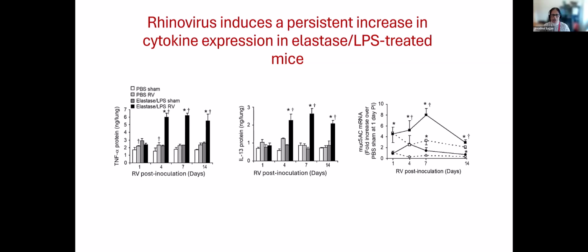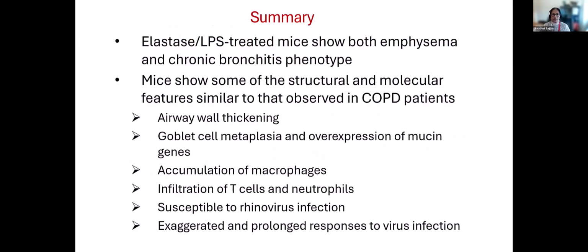So in summary, next slide, please. Elastase LPS treated mice show both emphysema and chronic bronchitis phenotype. These mice show some structural and molecular features similar to those observed in COPD patients, such as airway wall thickening, goblet cell metaplasia and overexpression of mucin genes, and accumulation of macrophages, T cells, and neutrophils. They are more susceptible to rhinovirus infection, and they also show exaggerated, prolonged responses to rhinovirus infection.